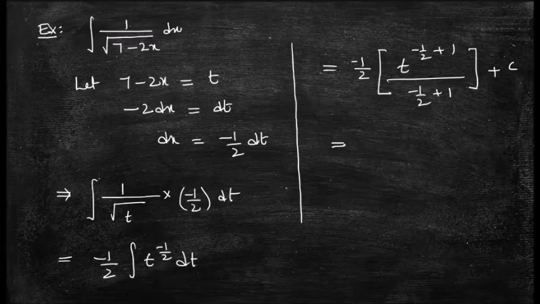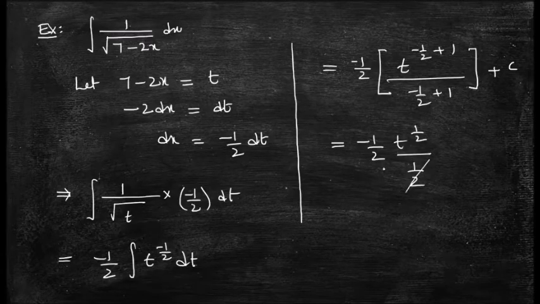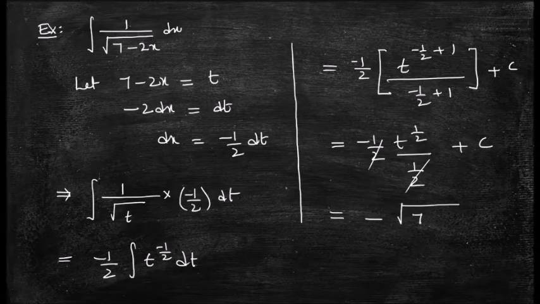So this is equal to minus 1 by 2 times t to the power of 1 by 2 divided by 1 by 2. So this 1 by 2 cancels. Let's see, it is equal to minus, what is t here? 7 minus 2x. Root form is there. So minus root of 7 minus 2x plus c. One more example.